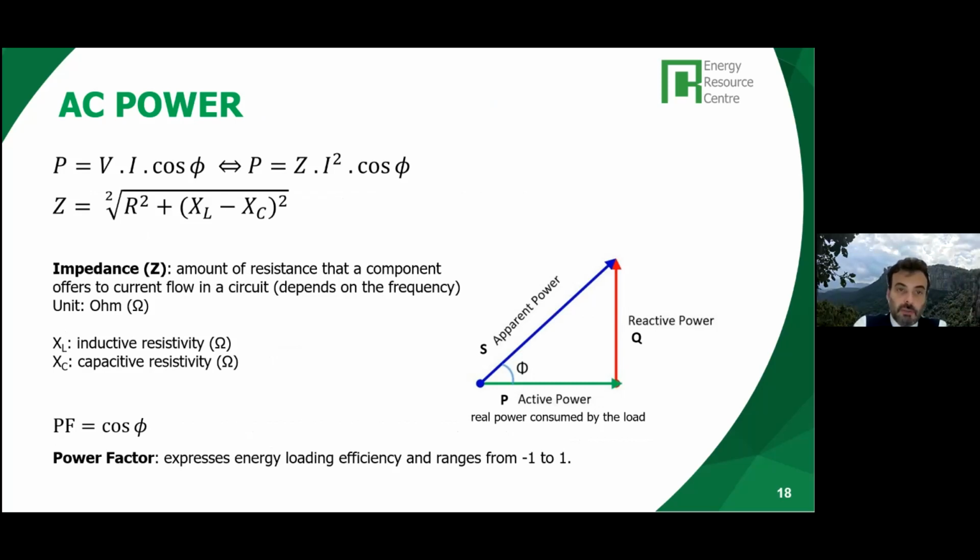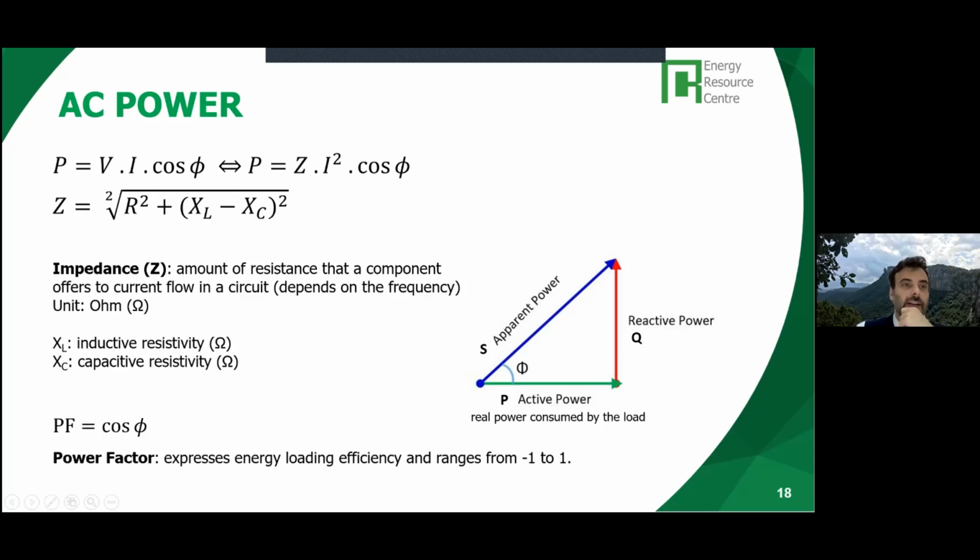The common word to refer to the amount of resistance in an alternating current circuit is impedance, which includes inductors or capacitors. We can also refer to them as inductive resistivity or capacitive resistivity. And here we have the equations that help us understand and measure alternating current.